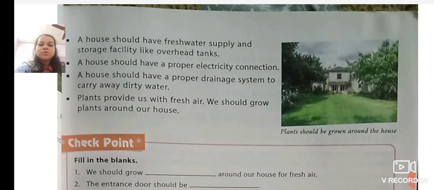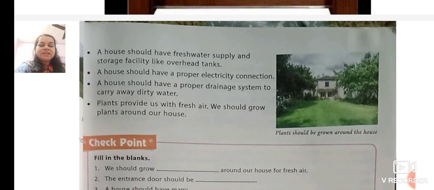A house should have a proper drainage system to carry away dirty water. Now when you go to the bathroom to take a bath, if the water doesn't go into the drainage system, the water stays there in the bathroom. Will you like it? No. So there should be a proper drainage system.